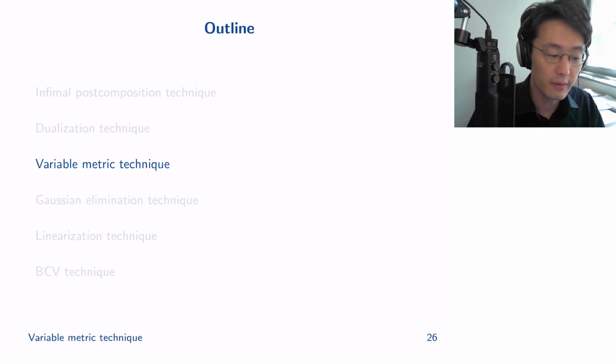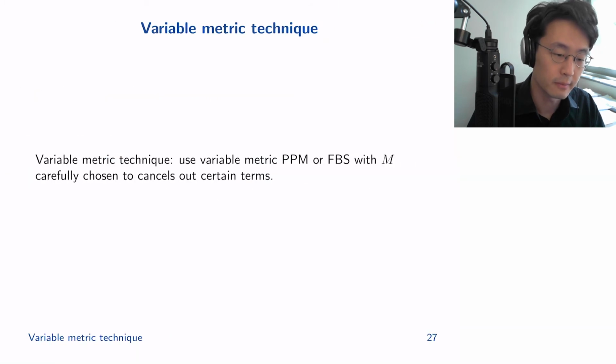Next, let's talk about the variable metric technique. The variable metric technique uses variable metric proximal point method or variable metric forward backward splitting with the metric matrix M carefully chosen so that it cancels out certain terms within the monotone inclusion and thereby simplifies the computation of the resolvents. I really like this technique. I think this technique is very elegant.